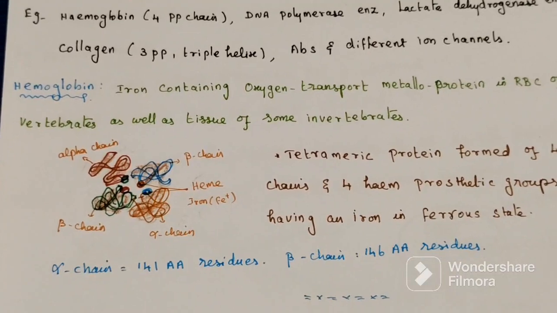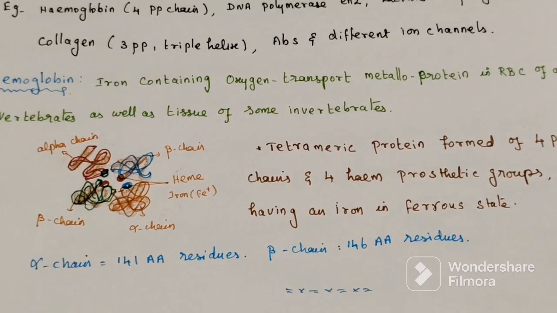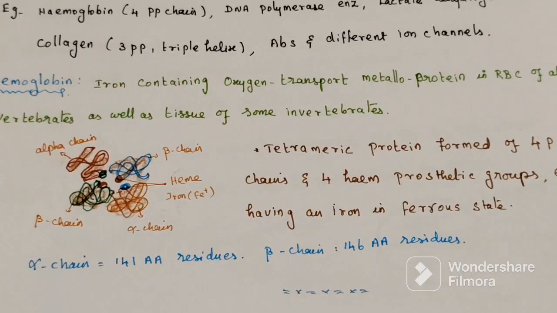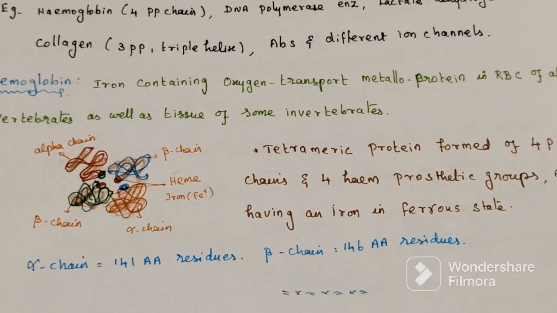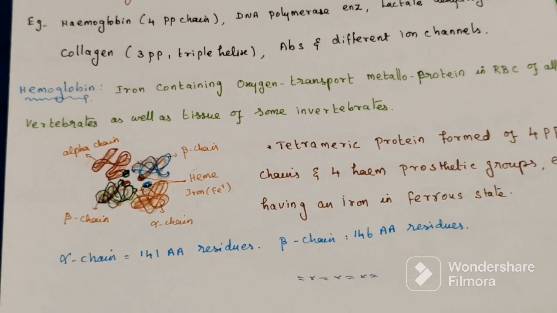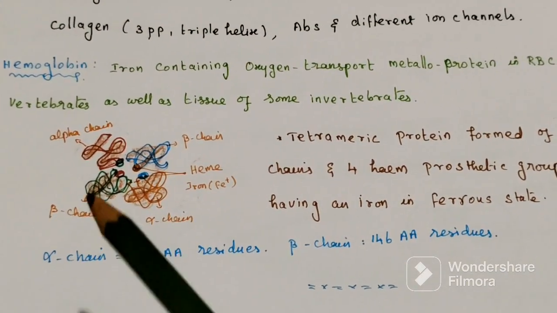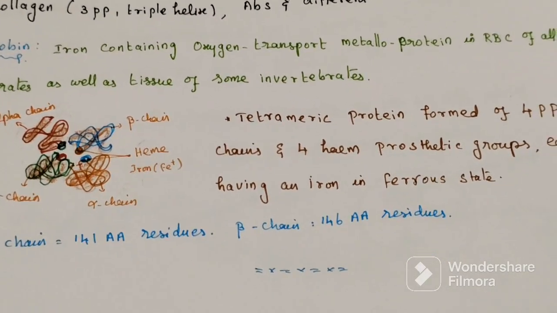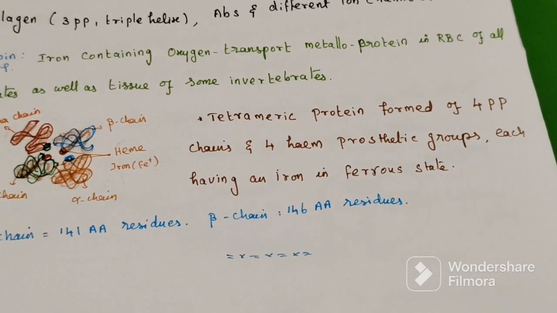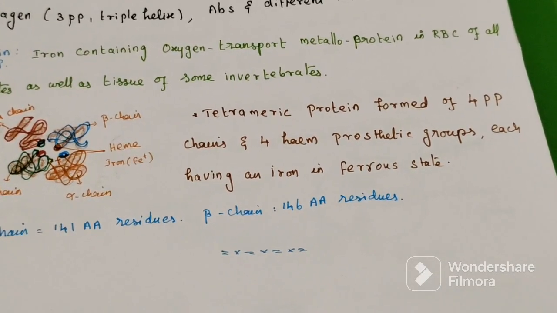Next, let us discuss hemoglobin. It is a tetrameric protein used for oxygen transport. It is a metalloprotein. Why? Because it contains iron. See the structure clearly. They have two alpha chains and two beta chains. Each is associated with the prosthetic group known as heme. It has iron in it.